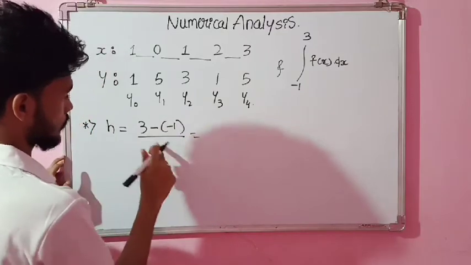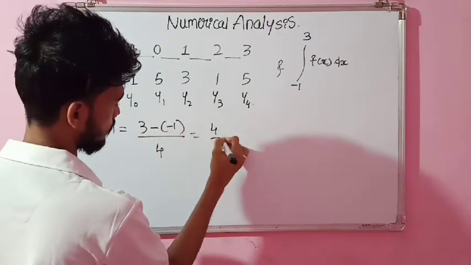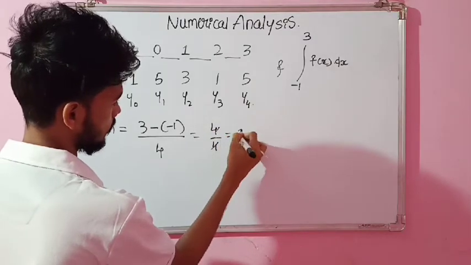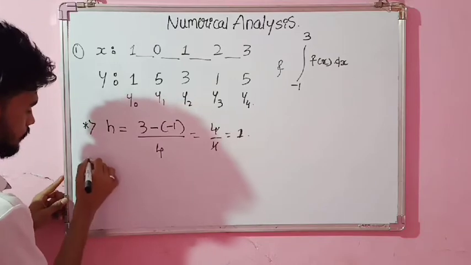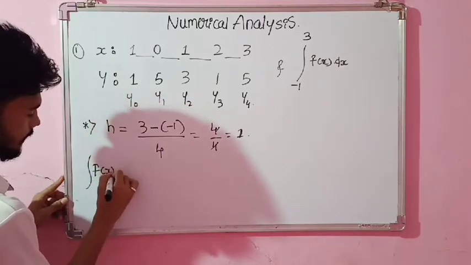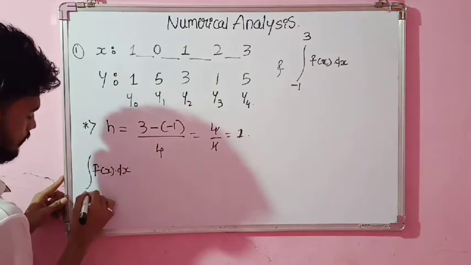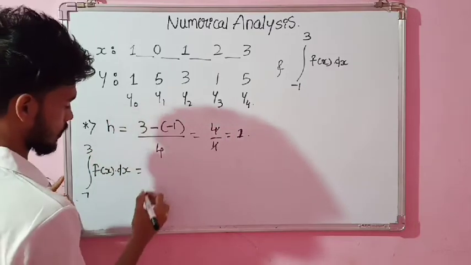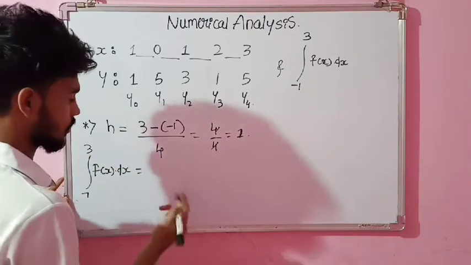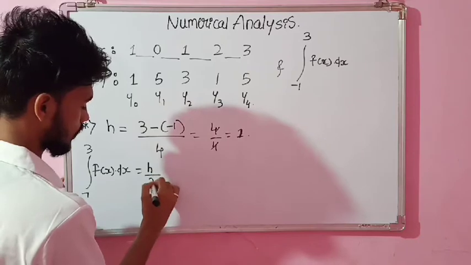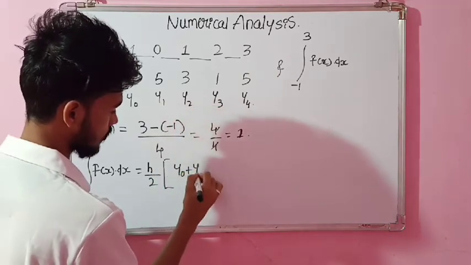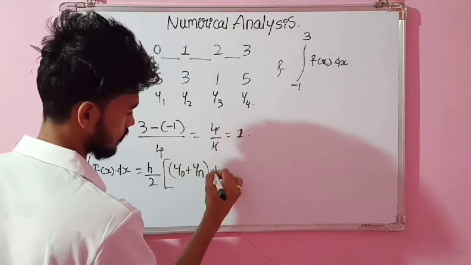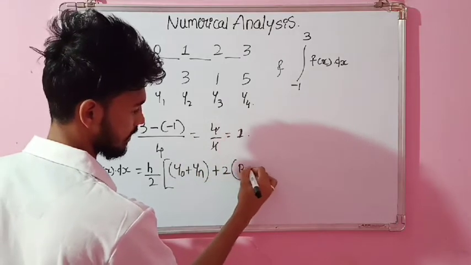So minus minus plus, it will become 4 by 4. So the value of h is 1. Now apply the trapezoidal rule. The integral of f of x dx from minus 1 to 3 is equal to, the formula for the trapezoidal rule is h by 2 into y0 plus yn plus 2 times the remaining terms. I'll write the formula once more.